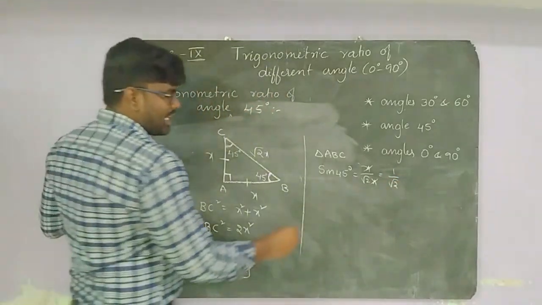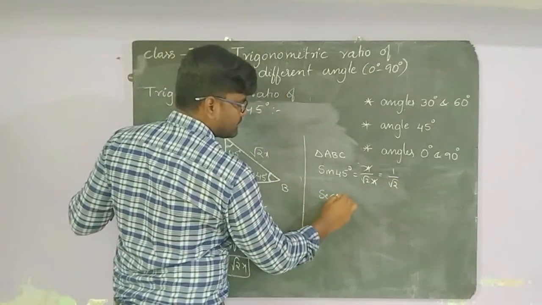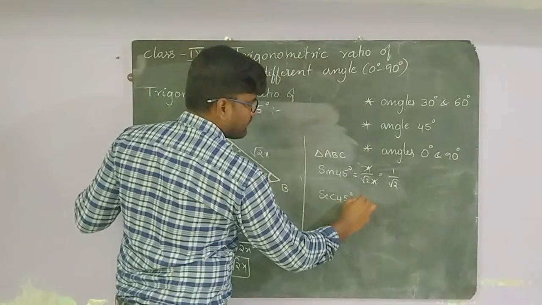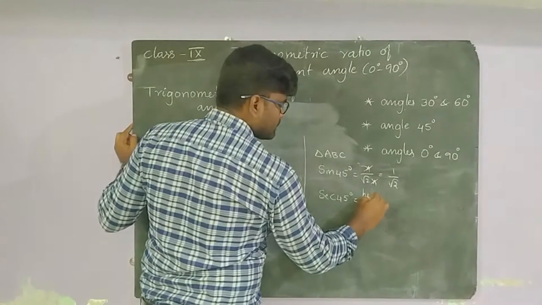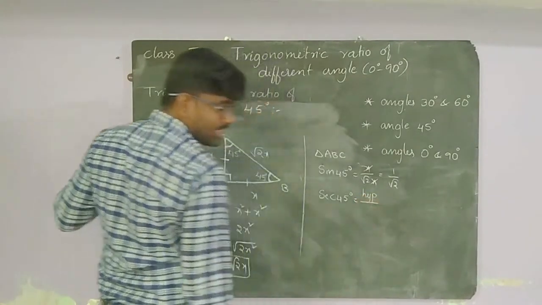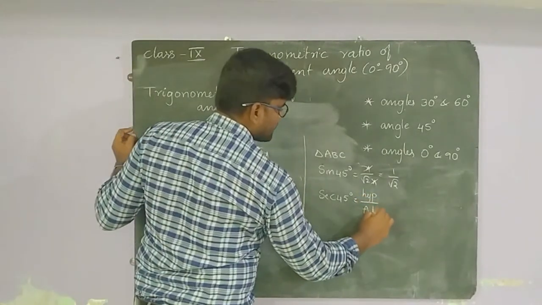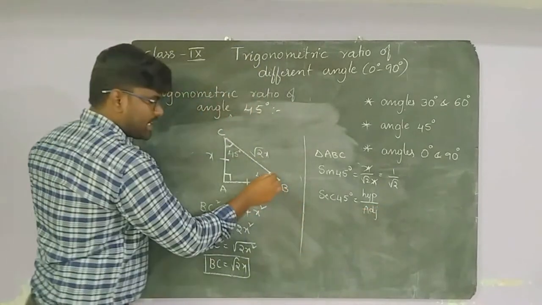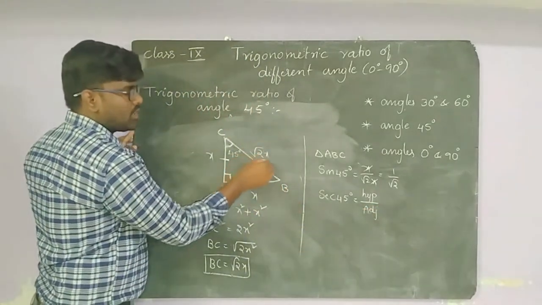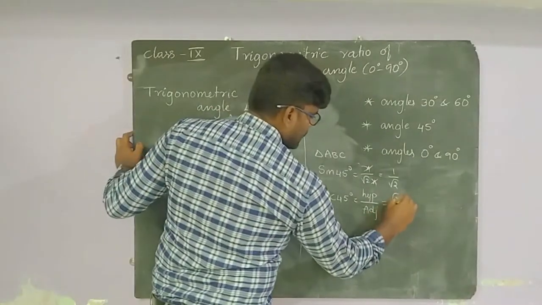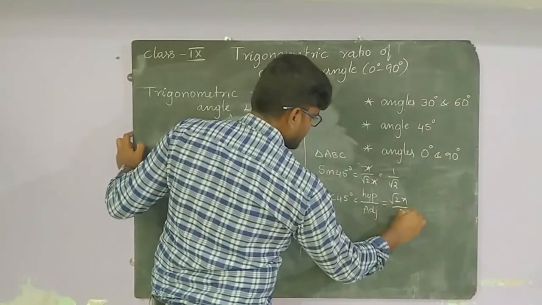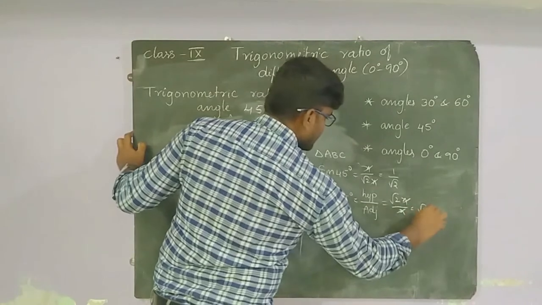In the same way, I want secant 45. Secant 45. What is the secant formula? Hypotenuse by adjacent. Okay, for the angle here, the hypotenuse is root 2 x. Adjacent is x. Then what are we getting? Root 2 x by x. x and x cancel, we are getting root 2.